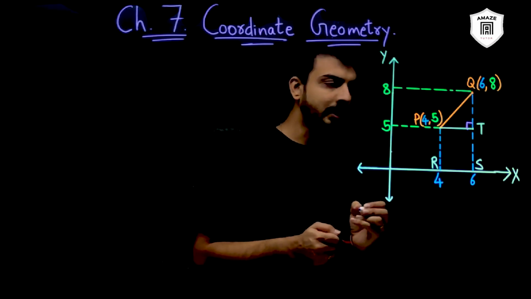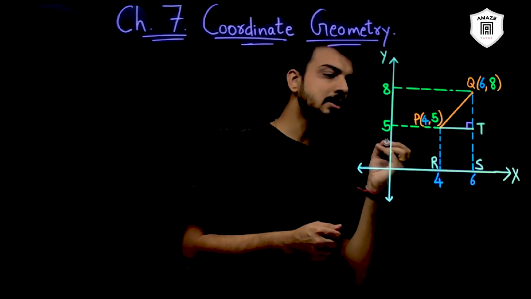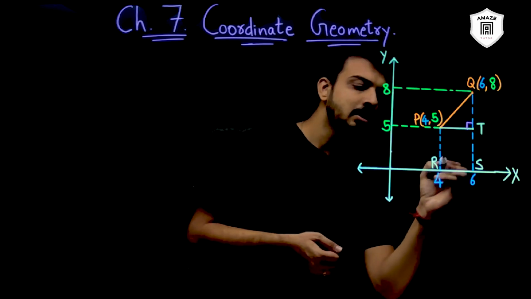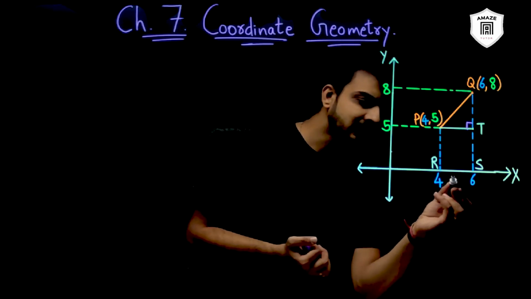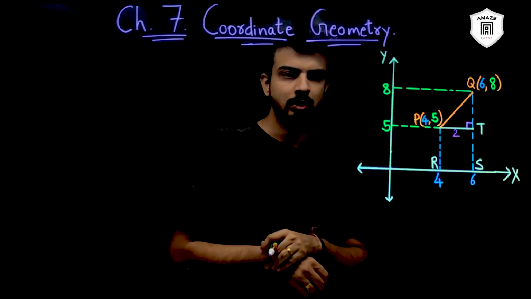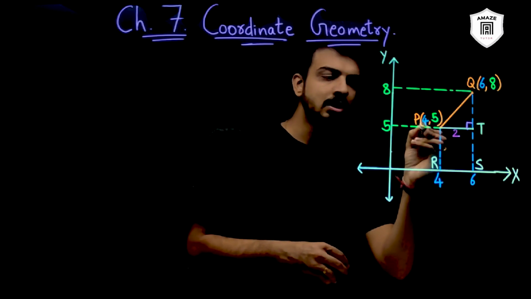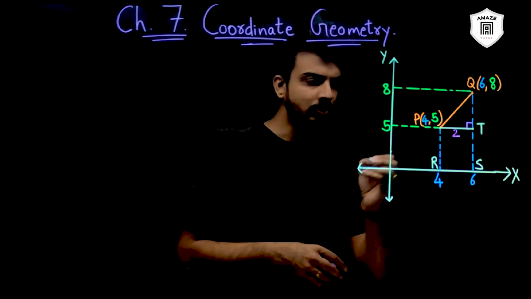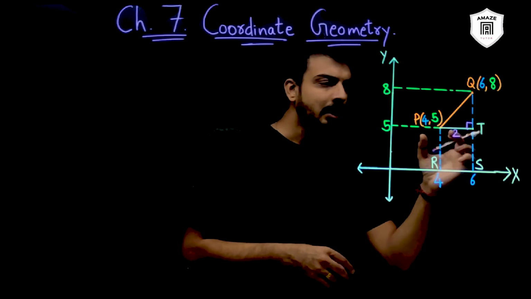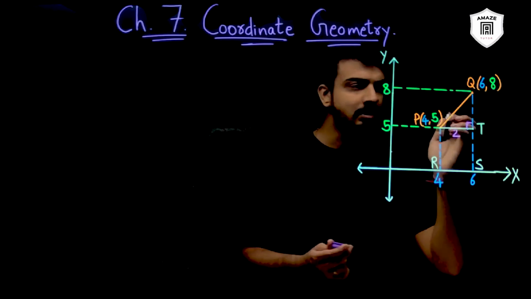Now what will be the distance PT? PT distance is nothing but 2, right? You can see here. What is this distance PT? It's 2. Why 2? Because it is 6 minus 4, which is 2, right? And this 6 is nothing but the x coordinate of the second point, and this 4 is nothing but the x coordinate of the first point, which is P. So 6 minus 4, which is 2. So obviously this distance PT is going to be 2. Now let us look at this distance QT. What is this distance QT? It is 8 minus 5, 3, right?